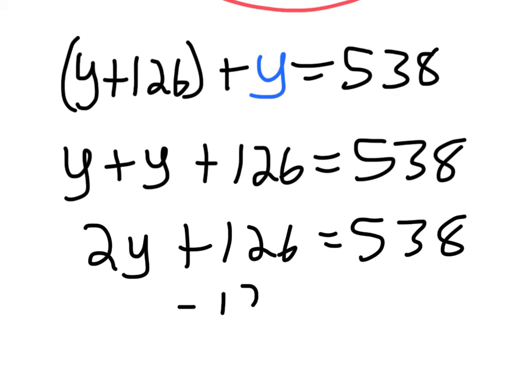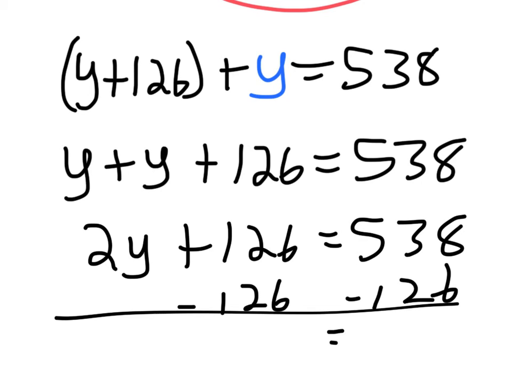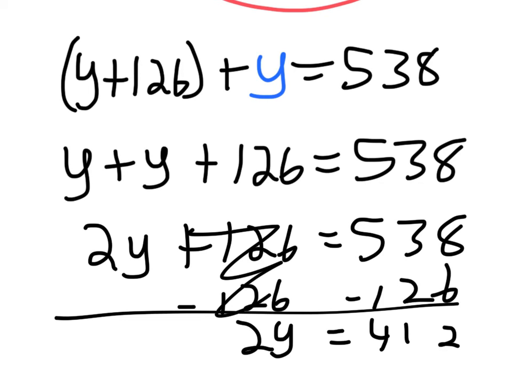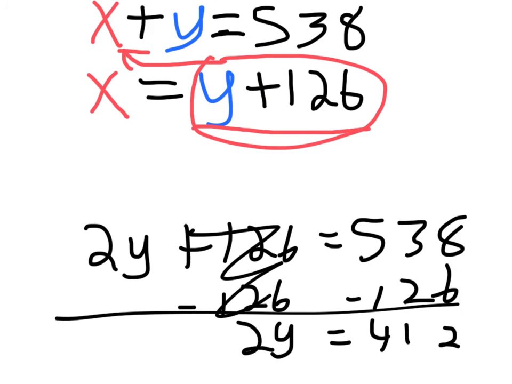You can subtract 126 from both sides. 538 minus 126 makes 412. And this cancels out, so you're left with 2Y over here, so you can read the writing on the wall. Y is going to be 206.